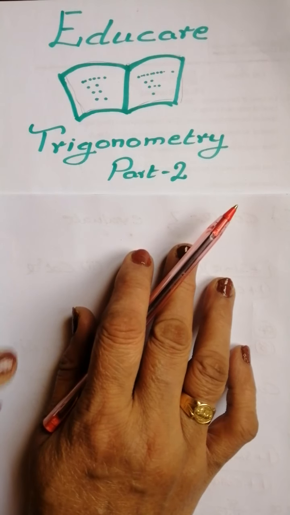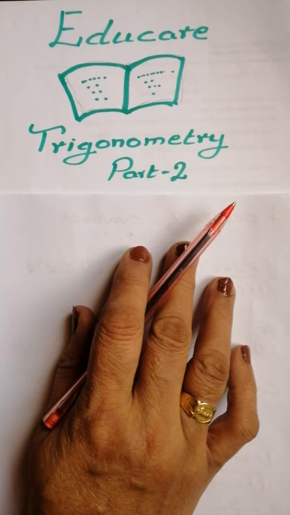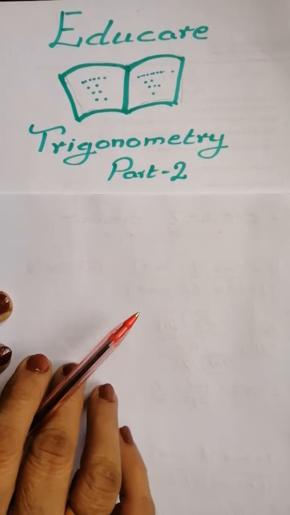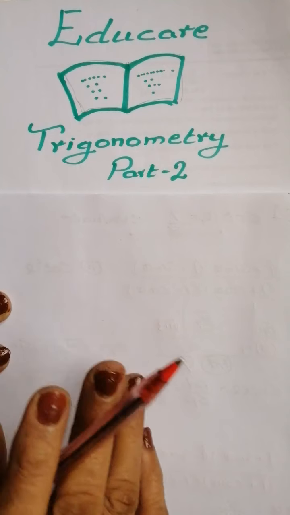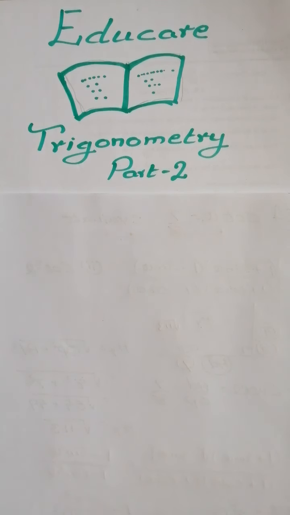In the first part, we completed the basics: how to find sine, cos and tan, what is adjacent, what is altitude, that we call the opposite, and what is hypotenuse. Okay. Now, let's start with the first question.